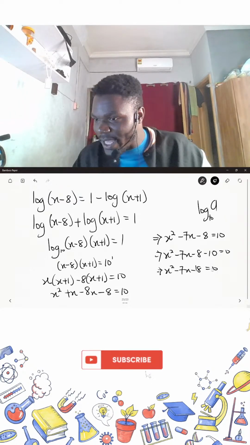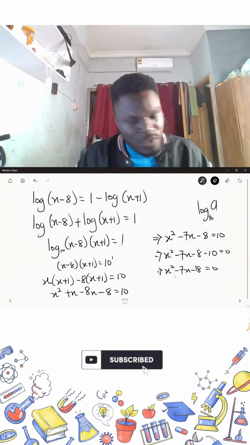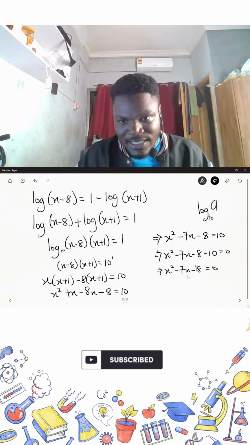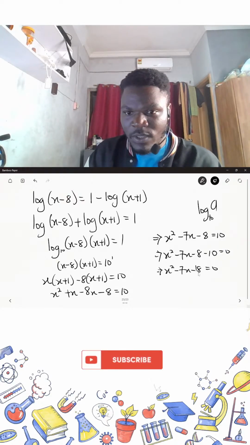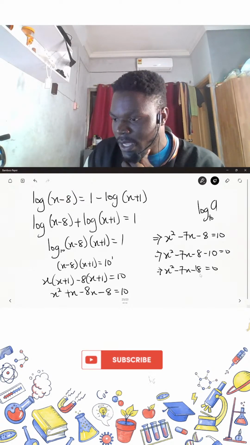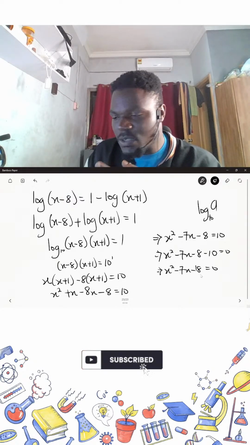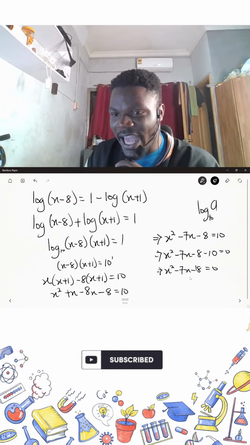Guys, I hope you are getting it up until this point. So this is the quadratic equation here. We have x squared minus 7x minus 18 is equal to 0. So 1 multiplied by negative 18 will give us negative 18. And so two values that when we multiply, we'll get negative 18, but when we add, we'll get negative 7. And that will be negative 9 and positive 2.